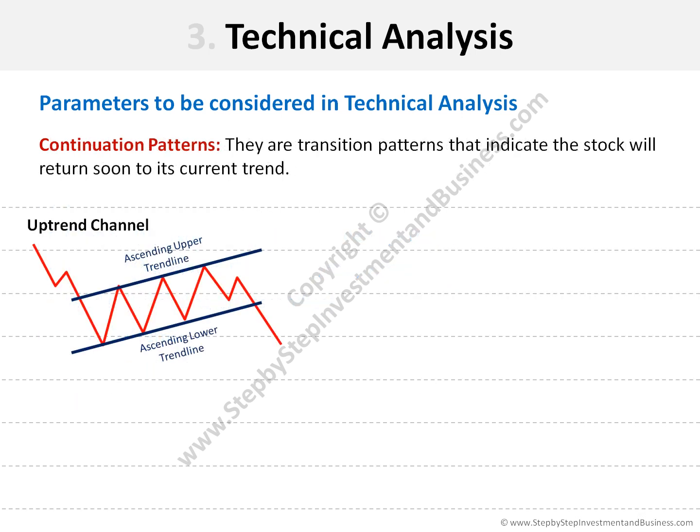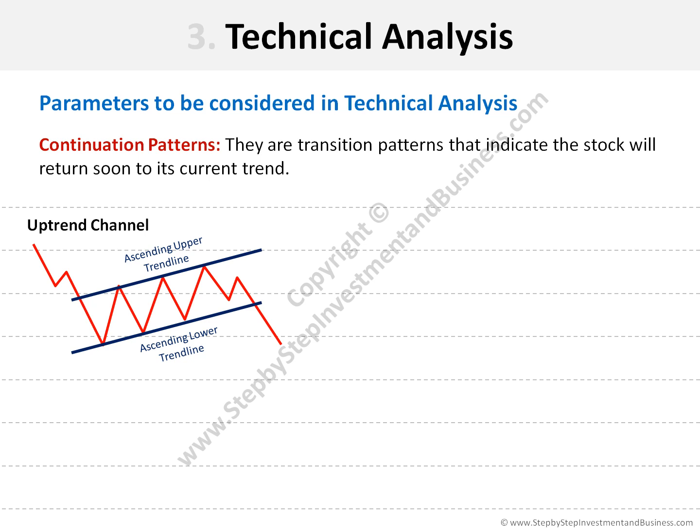Let's take a look at the first group, continuation patterns. They are transition patterns that indicate the stock will return soon to its current trend. Within the continuation patterns, we have the one called channel. This formation occurs when the movement of the stock is between 2 parallel trend lines, a lower and an upper one. As previously said, the channel formation includes the uptrend channel, the downtrend channel, and the sideways trend channel.